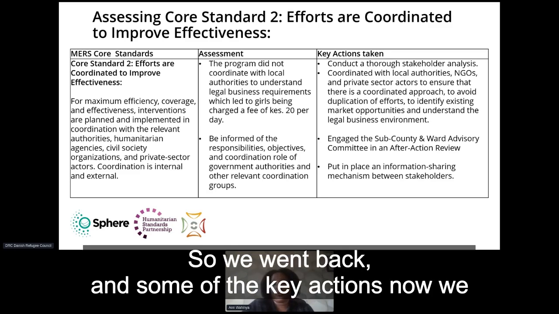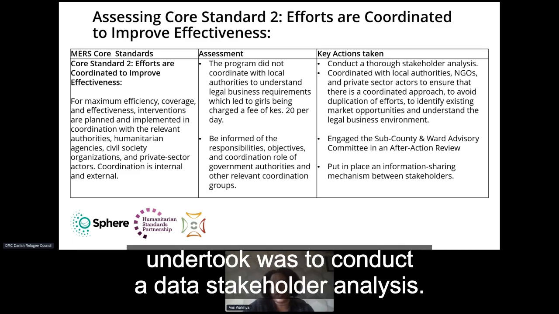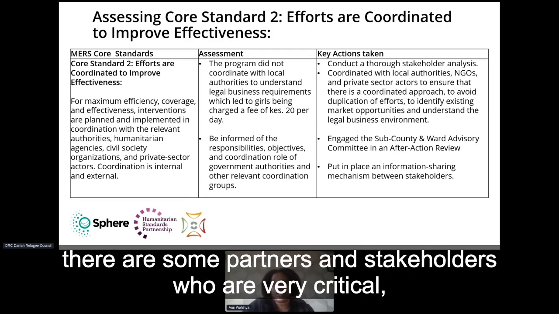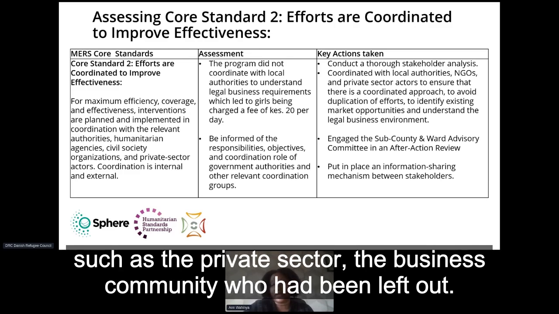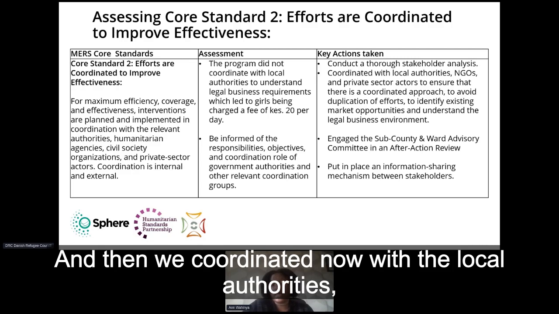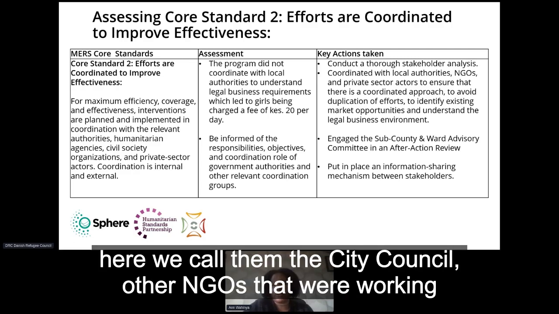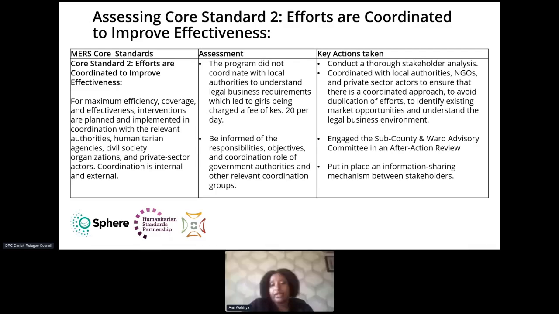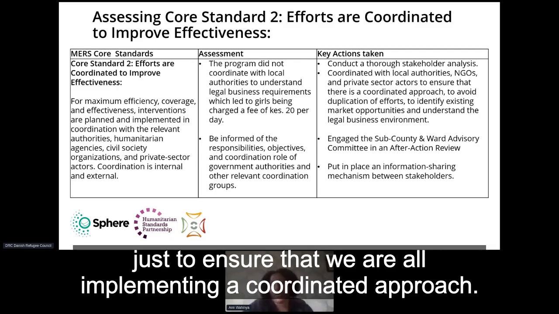So we went back, and some of the key actions we undertook now was to conduct a thorough stakeholder analysis. We realized that, of course, there are some partners and stakeholders who are very critical, such as the private sector and the business community, who had been left out. And this time we decided to be very inclusive and include them. And then we coordinated with the local authorities, here we call them the city council, other NGOs that were working in those communities, and private sector actors, just to ensure that we are all implementing a coordinated approach.